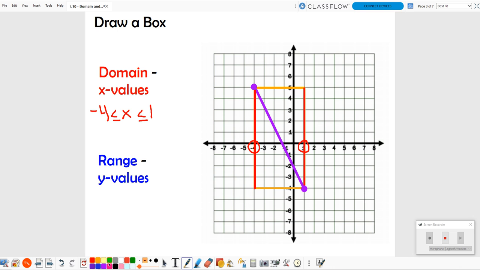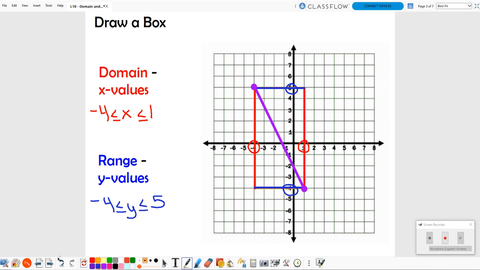Okay. For range, oops, remember that's the top and the bottom of our box. So the lowest value, that's the bottom of the box, that's down here at -4. Our highest range value is at the top of our box, that's 5. And remember, range is our y values, so we put a y here, and we want all the y values that are in between -4 and +5.